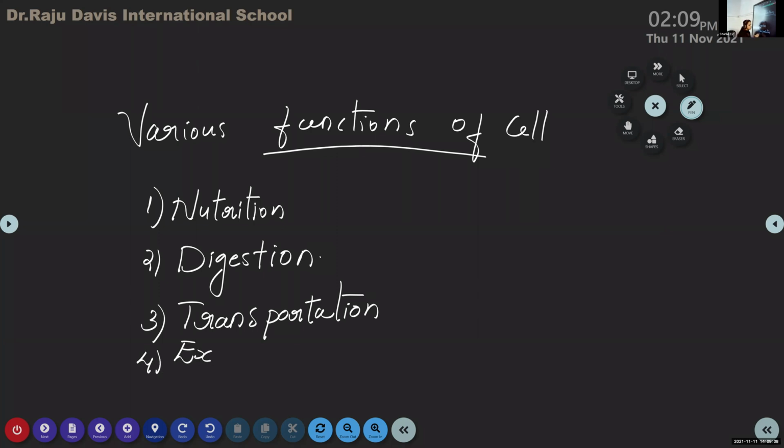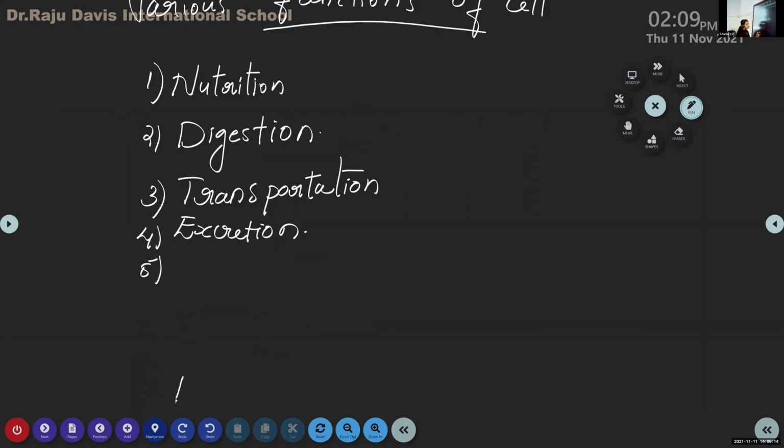Excretion and reproduction, that is giving birth to new things. That is what is known as reproduction. What is the meaning of excretion? Excretion means the ejection of waste materials from the body, releasing the waste materials out of the body. In the form of urine, we eject waste materials from the body. That is known as excretion. So nutrition, digestion, transportation, excretion, reproduction, all these are the different functions of the cell.